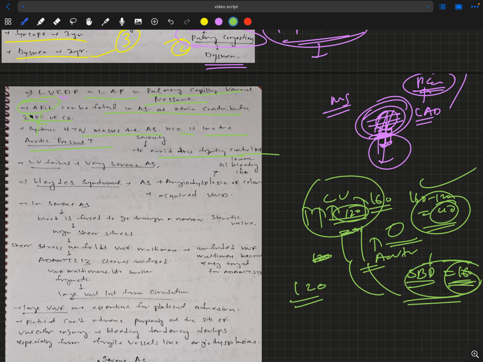So if the BP is tightly controlled using medications, antihypertensives, we can measure the mean transvalvular pressure gradient correctly. If there is systemic hypertension, then there will be incorrect measurement of the mean transvalvular pressure gradient. Left ventricular failure is seen in case of very severe AS.